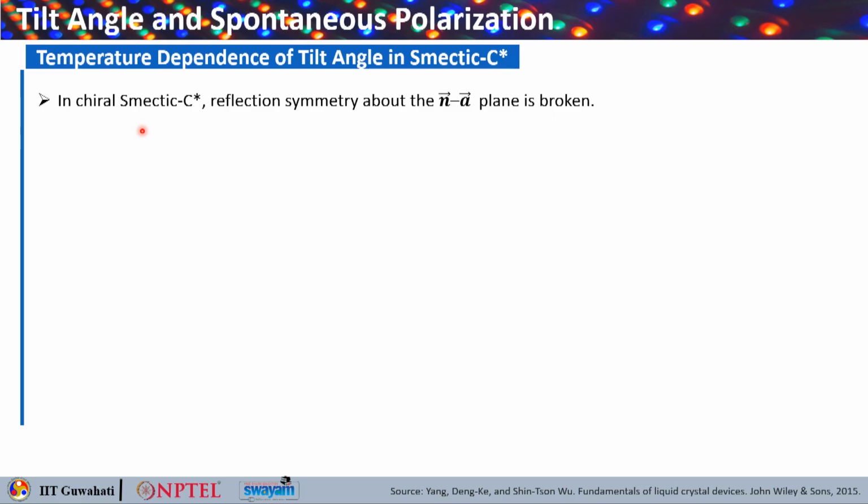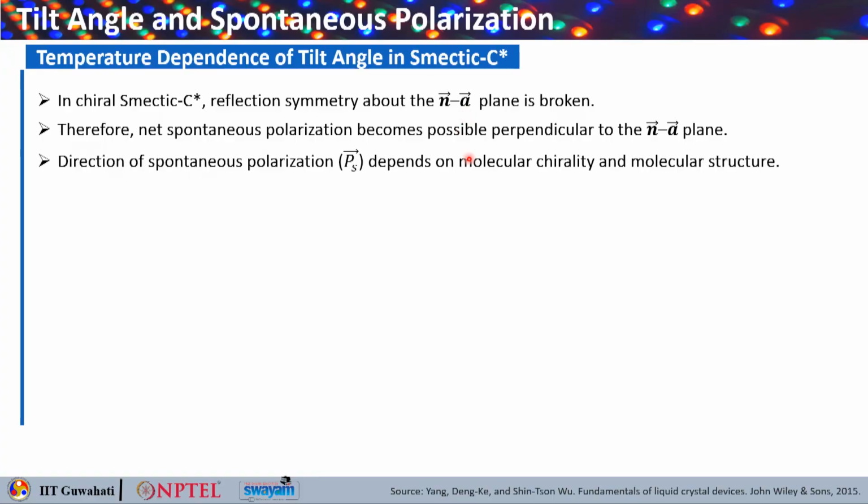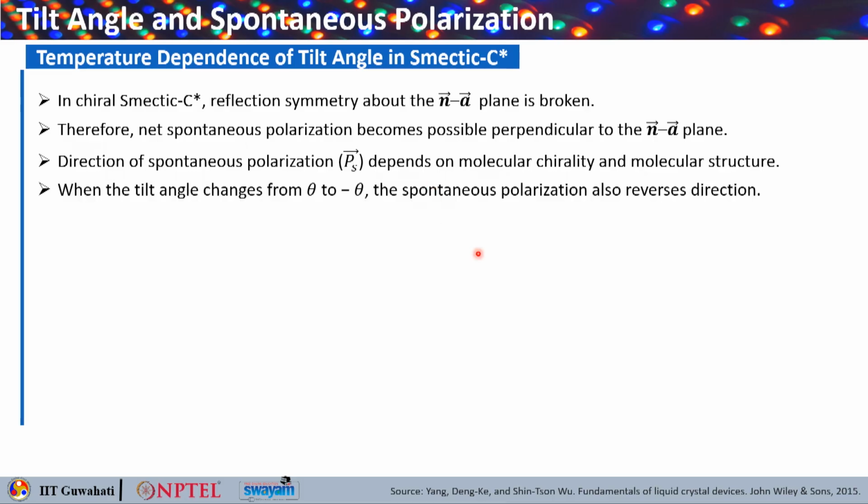Only in the case of the chiral smectic C star phase, you will see that the reflection symmetry about the NA plane is broken. The NA plane is understood: N is the director, A is the layer normal, and the plane they are in. So the reflection symmetry about that plane will be broken. In that case, net spontaneous polarization becomes possible, in the direction perpendicular to this NA plane. The direction of spontaneous polarization depends on molecular chirality and also the molecular structure.